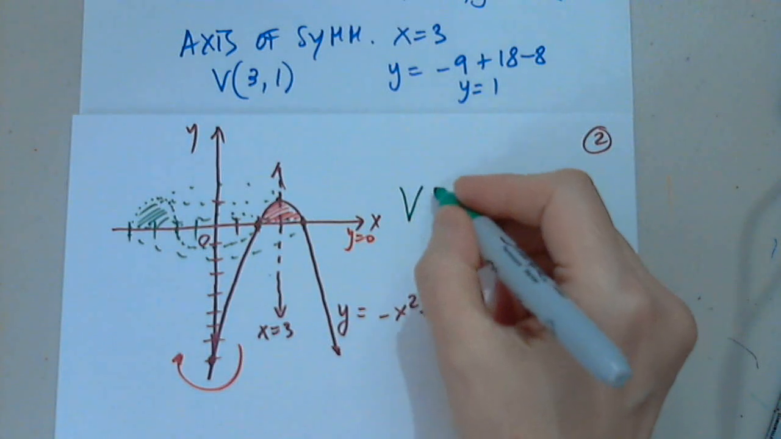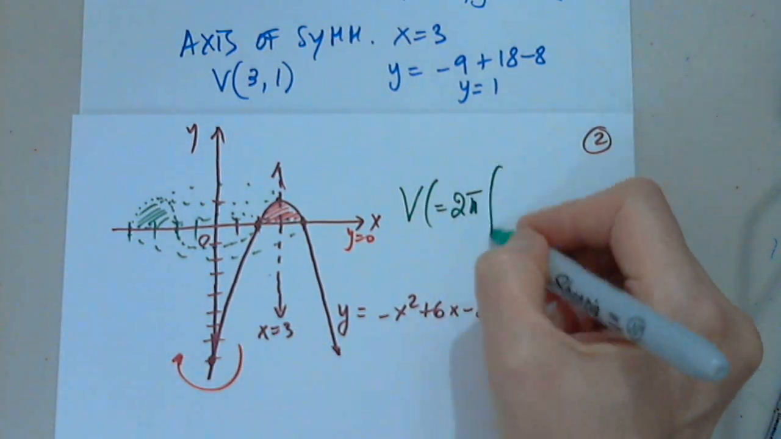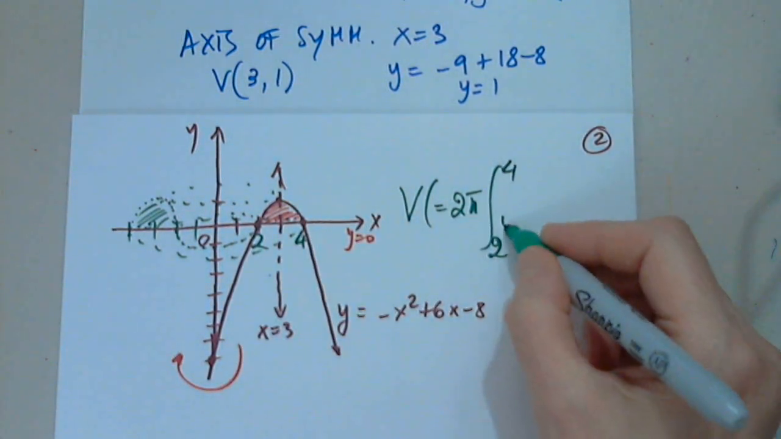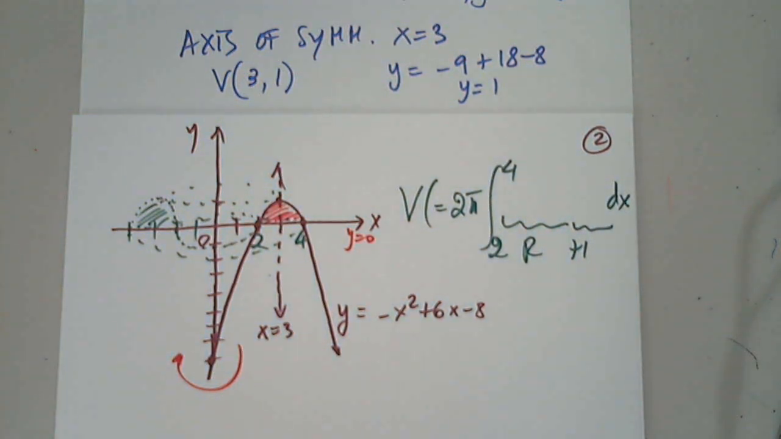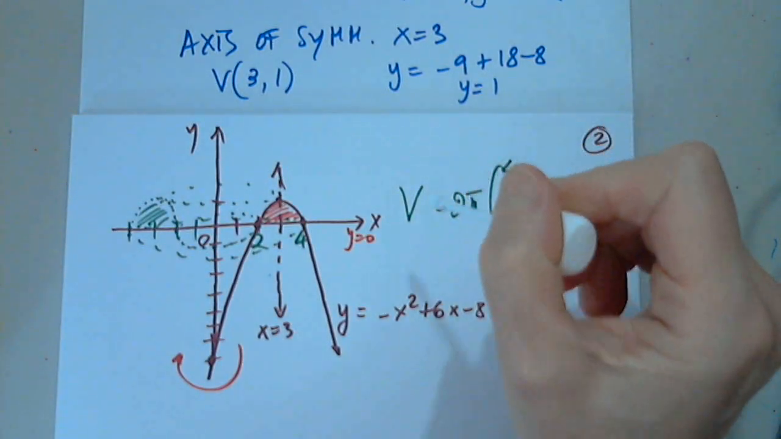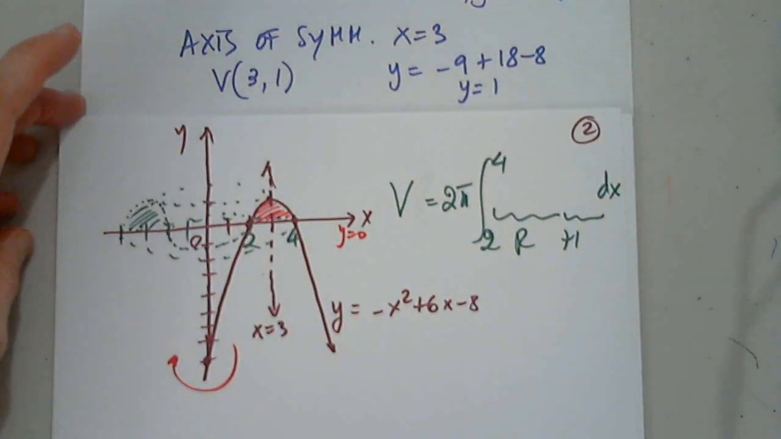So I have to prepare, I didn't mean to write that, 2 pi, the integral from, of course, 2 to 4. And I have to have a radius, I have to have a height, and I have to have dx. Good. So let me take care of this. 1 second. Sorry about that. Good. So then, remember we are integrating with respect to x. Like before, nothing changes here.